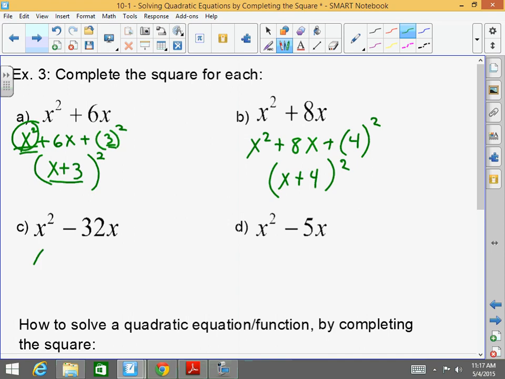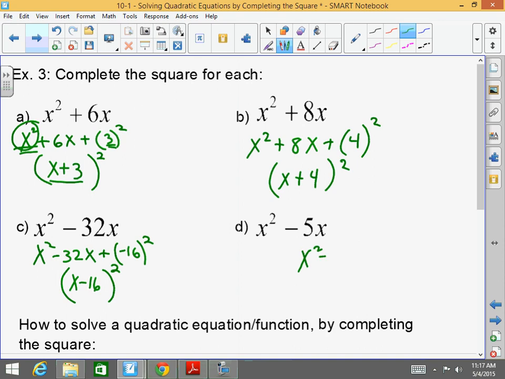C. I got x squared minus 32x. What's my b? What's my b over 2 squared? Negative 16 squared. What's my perfect square binomial? x minus 16 squared. Good. Now here's the fun part.